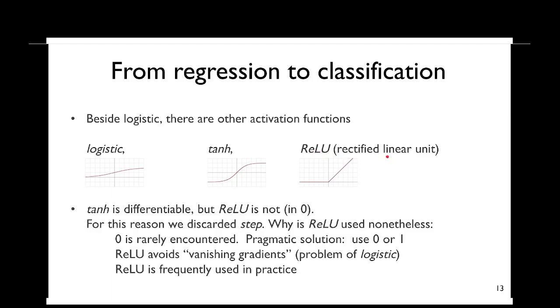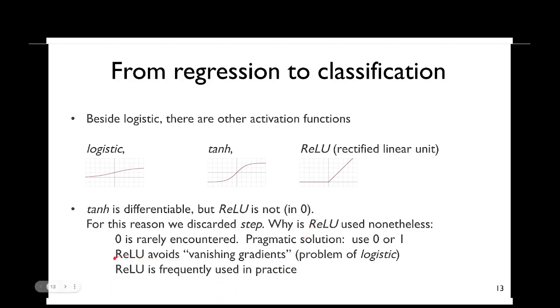rectified linear unit. And this is strange because tangents hyperbolicus, okay, fine, it's differentiable. We only have to change now. One class is everything close to -1, the other one is +1. But ReLU is not differentiable in 0. Over here, it has the same problem as the step function. So we discarded the step function for this reason. Why is ReLU used nonetheless? Well, the thing is, the 0 is actually rarely encountered, so the pragmatic solution for ReLU is just treat it as 0, so make it inclusive in that left part, or take it as 1, which is the gradient of this part, and just pick one of the two.